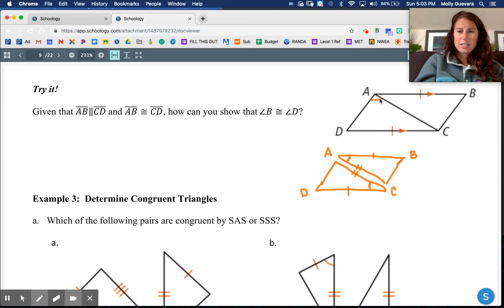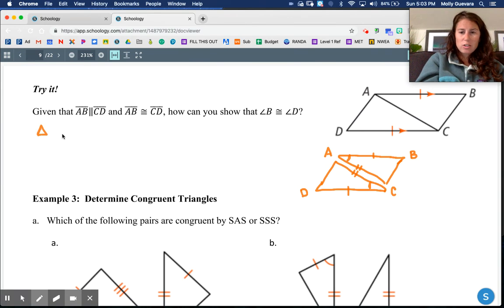I also can say that this one and this one are equal, but I only really need one. So I'm just going to use the one I already have. Right now what I have is a side, an angle, and a side. I know two sides and the angle between them, so I have enough to say that these two triangles are congruent.